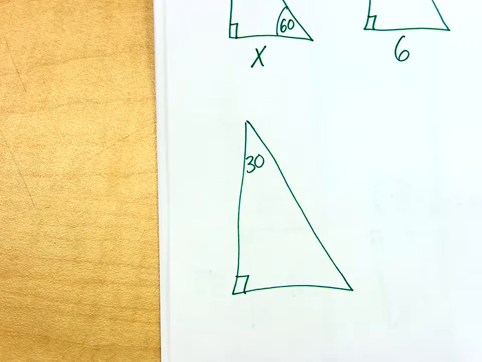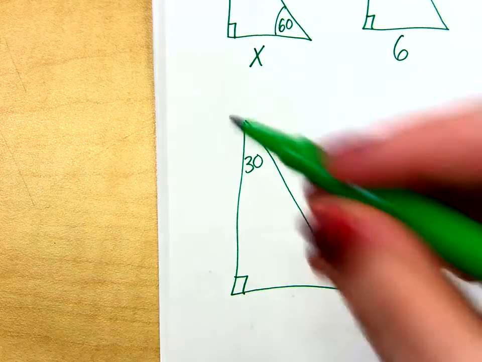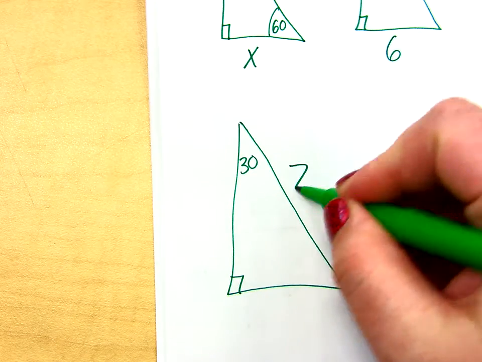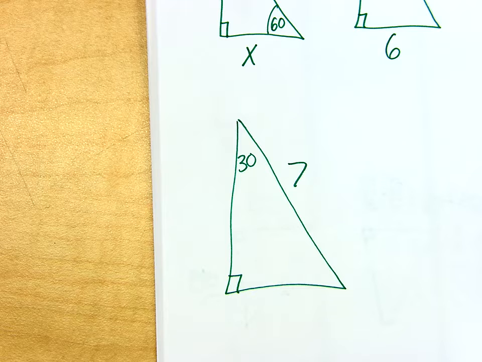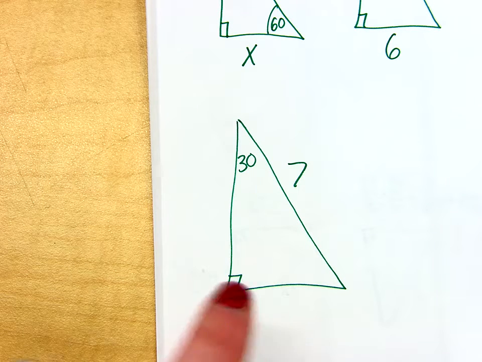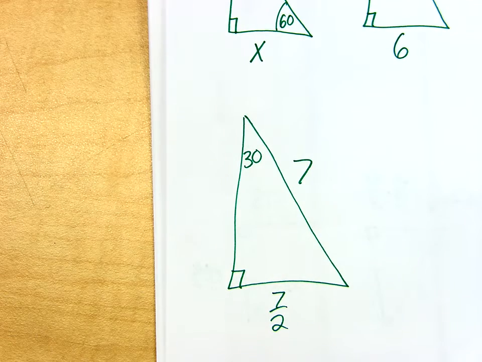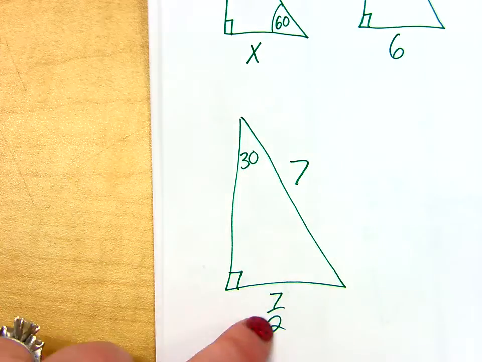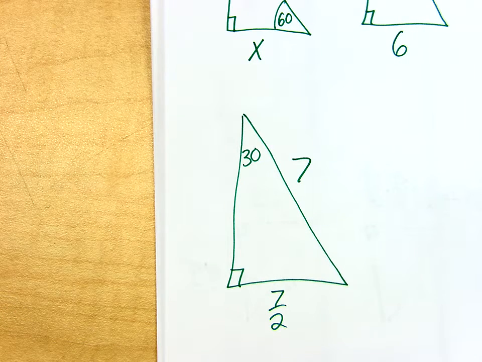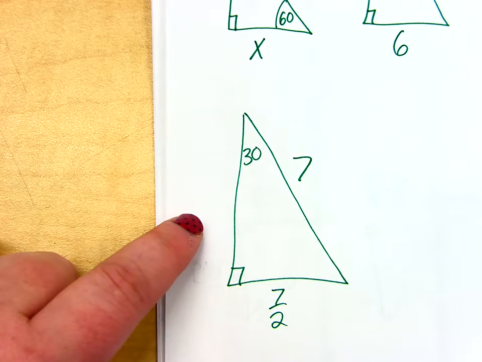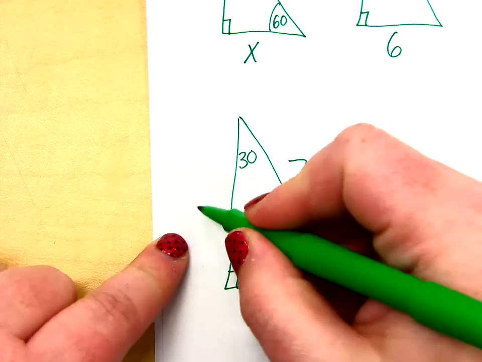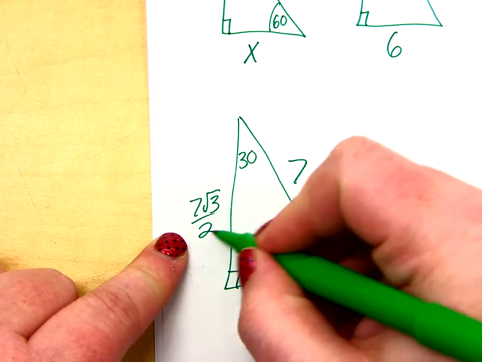Let's start with one like, okay, I'll do this. What if your hypotenuse is 7? Right, so your short side is going to be 7/2, right? Because it's always half the hypotenuse. And then this back side would be 7 root 3 over 2. All right, that wasn't so bad. Let's step it up.